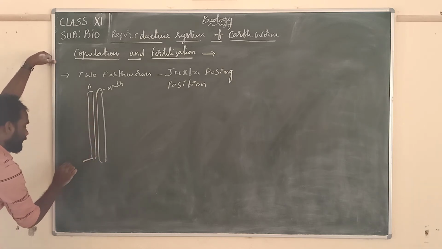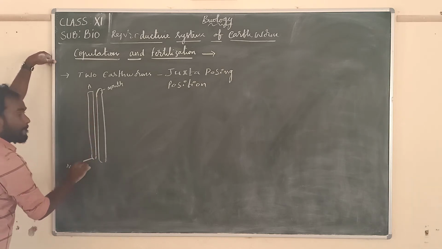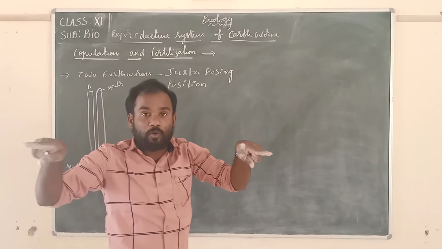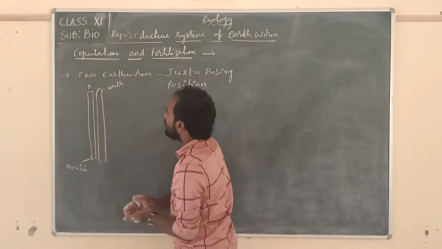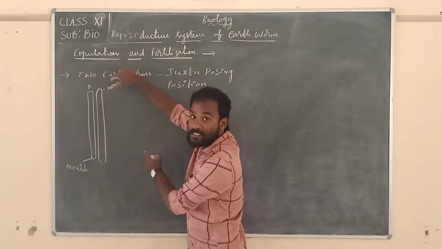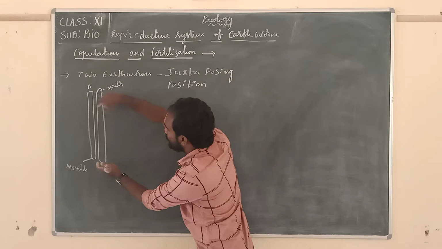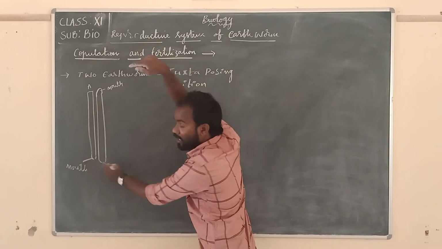Its mouth will be here. That means they will come closer to each other in opposite directions. That is, for one earthworm, the mouth is at the top, which means the other earthworm will come in reverse position. For it, the mouth is at the bottom.